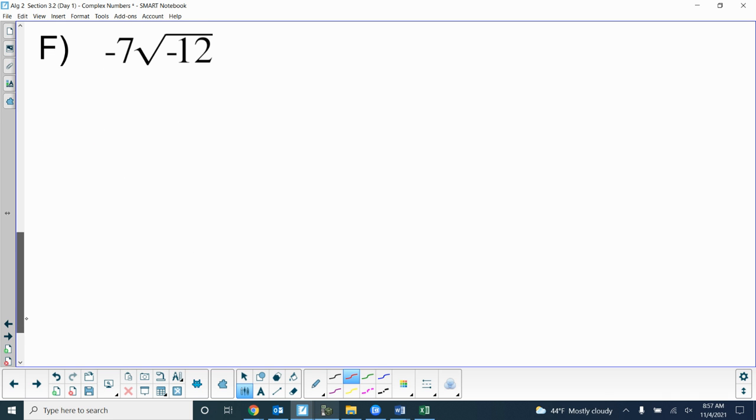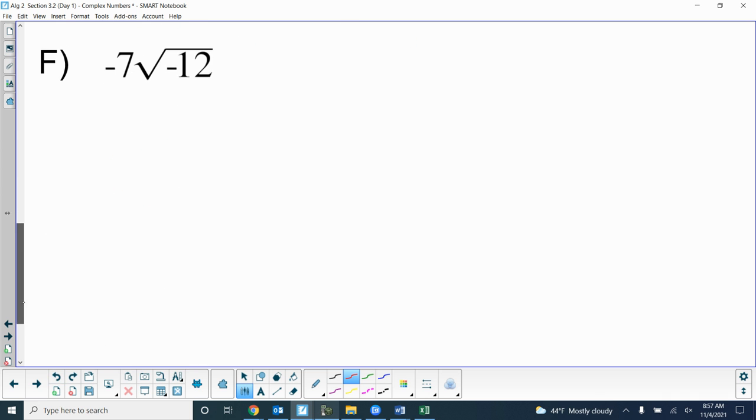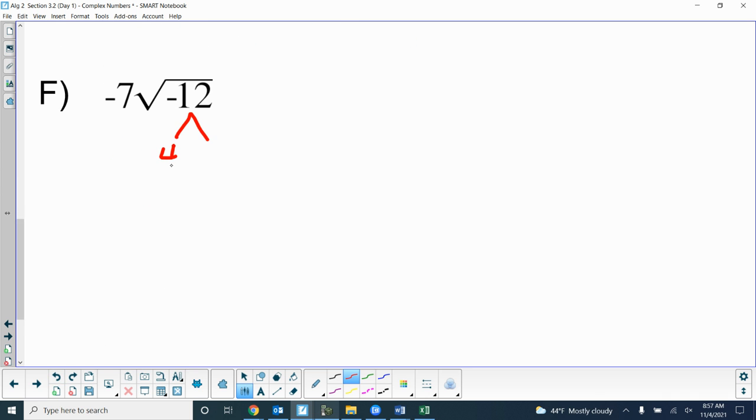Caitlin? How would you do a factor tree for 12? 4 and 3, that's what I would do too. Is there any perfect squares showing? So what's our answer? You're not pulling 4 out, what are you pulling out? Good.